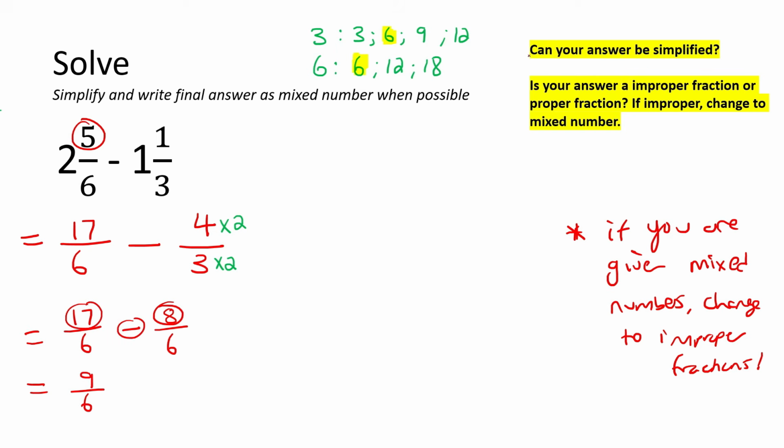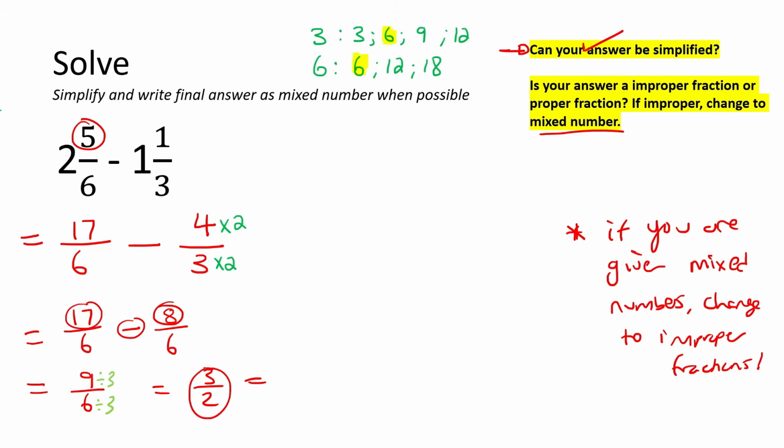Now, can the answer be simplified? Yes. This can be made a little bit smaller. So I know that the number 3 can go into both of those. So that'll become 3 over 2. Now, is your answer an improper fraction? Yes, it is. When the number at the top is larger than the number at the bottom, that is called an improper fraction. And so it says, change it to a mixed number.